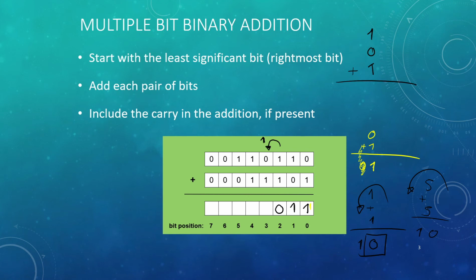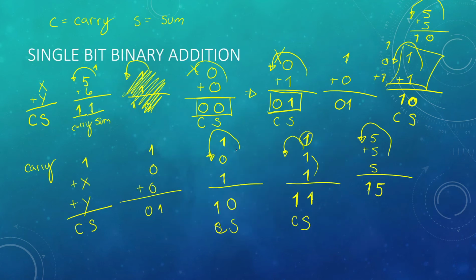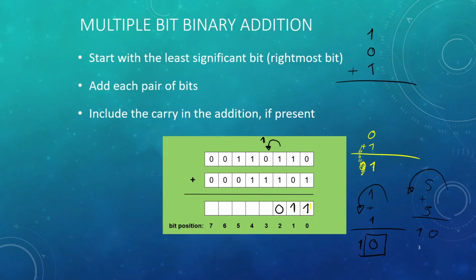And what did we have for that one? 1 plus 0 plus 1 is 0, 1. Think about it. It's like 5 plus 0 plus 5. 10. So we're going to have this 0 right here, and we're going to carry over another 1. So here we have 3 ones. What is 1 plus 1 plus 1?